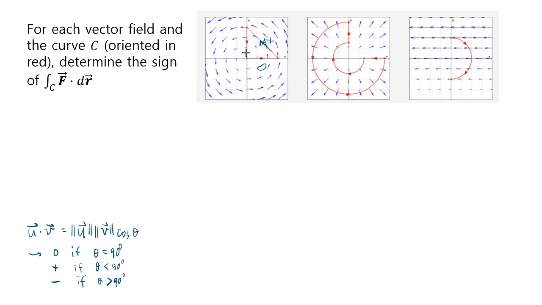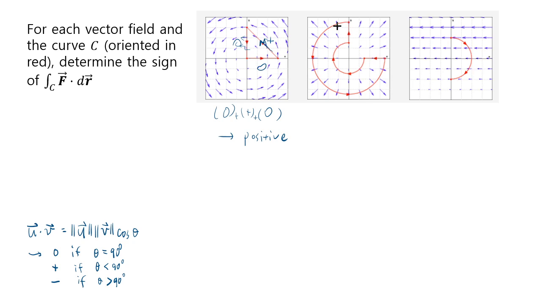And when it goes down here, the direction of the path is going down, whereas the vector fields are going left, so again it's 90 degrees, so it'll be 0. So overall, it will be adding 0 and then plus and then 0. You're adding these three things, and therefore you're going to get a positive value for the line integral. Let's see what happens for the second example.